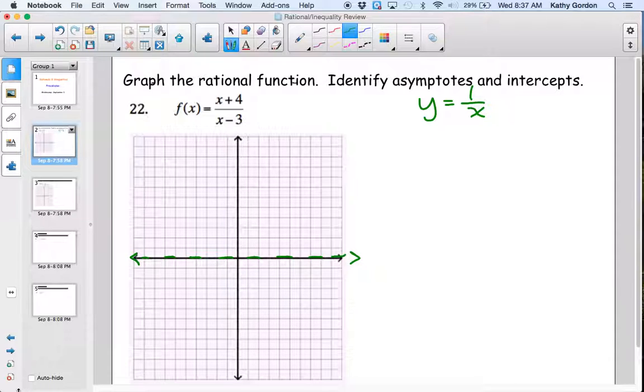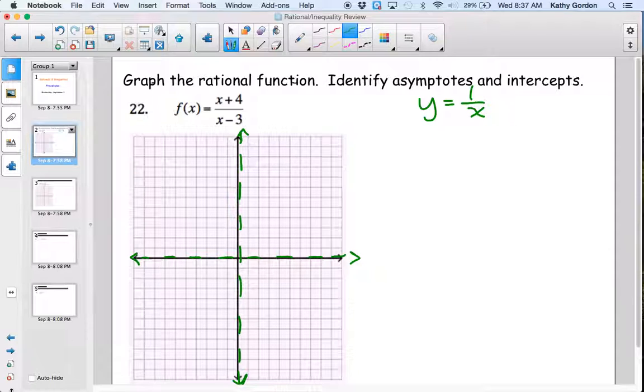Okay, what else? X can also never be 0. Why? Because it's in the denominator. If we ever have a denominator that's 0, that means it's undefined. We can't have that. And so we're never going to have an x value that's equal to 0 either, which means we have a vertical asymptote on the y-axis.